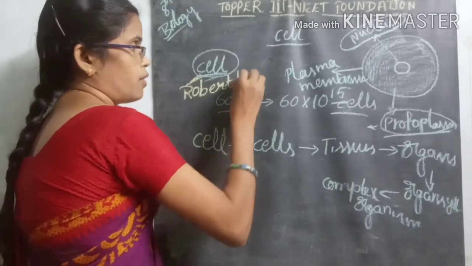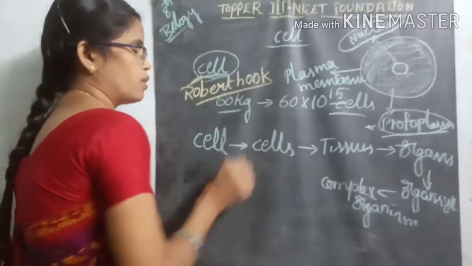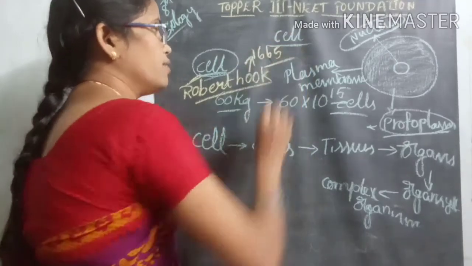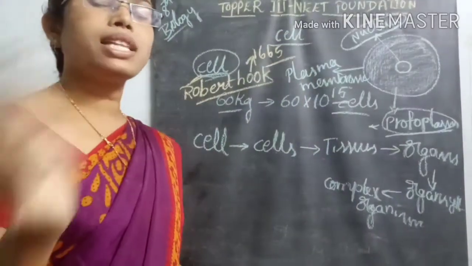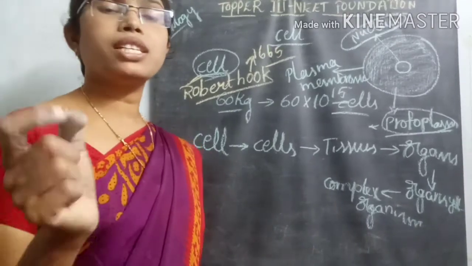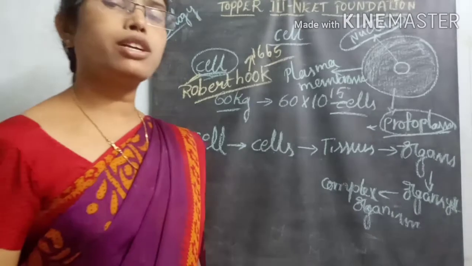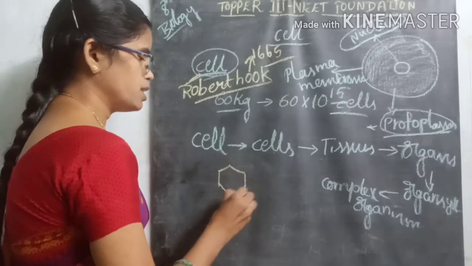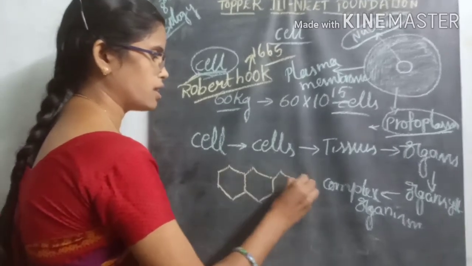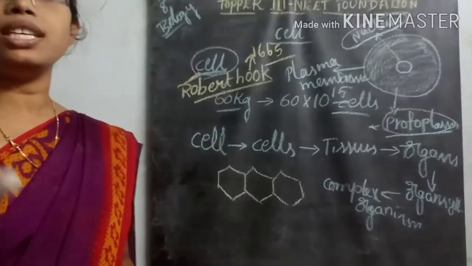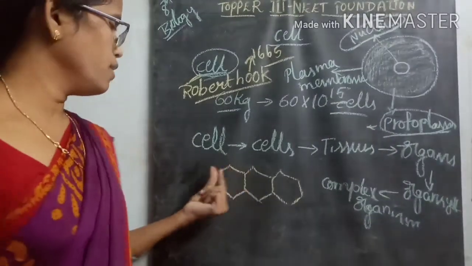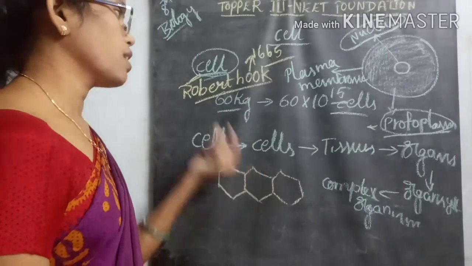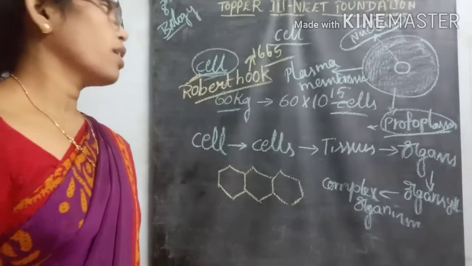was made by one of the scientists called Robert Hooke. Who is the scientist? Robert Hooke. In 1665, by observing the bark cells of a tree in a simple microscope, he observed a honeycomb-like structure inside the plant body. Like a honeycomb, you can see a honey hive. Inside the hive, hexagonal plate-like structures are there. These are the structures observed by Robert Hooke.